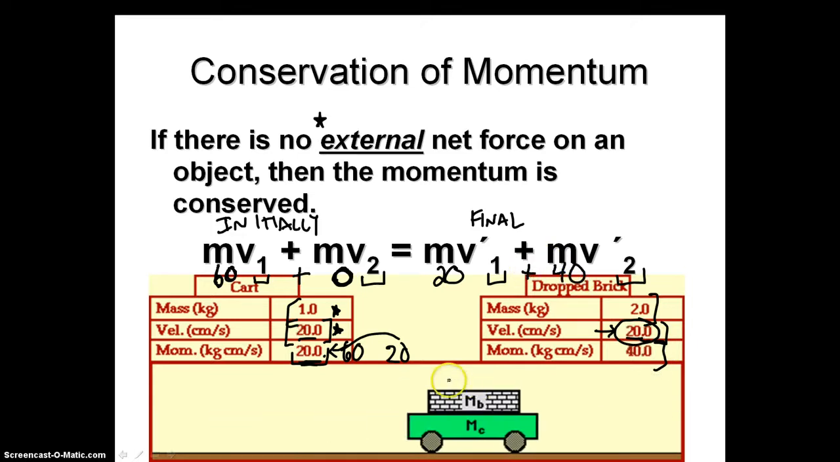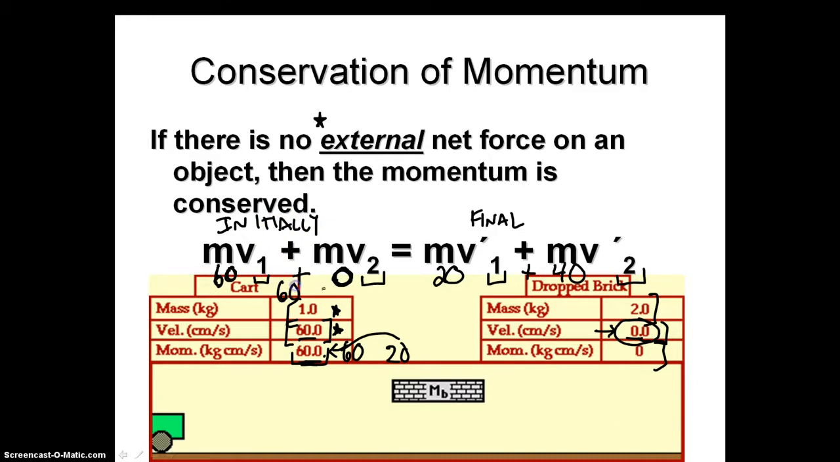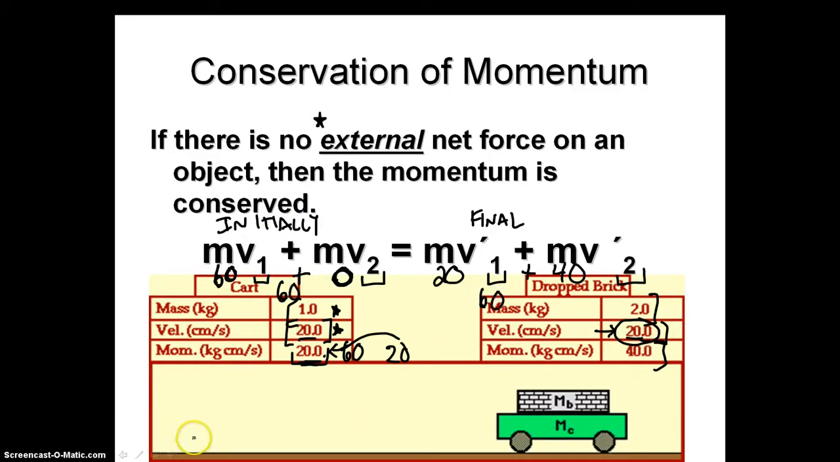20 plus 40. Okay. So notice before my momentum was 60. Afterwards my momentum was 60. The momentum before and after has to be the same unless we have a net force from the outside. But if there's no external net force, momentum will be conserved.